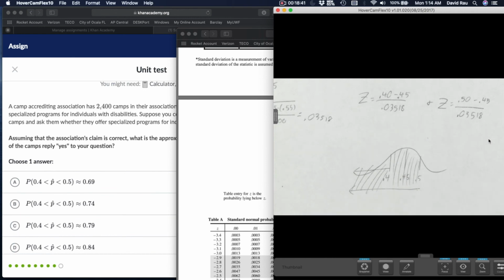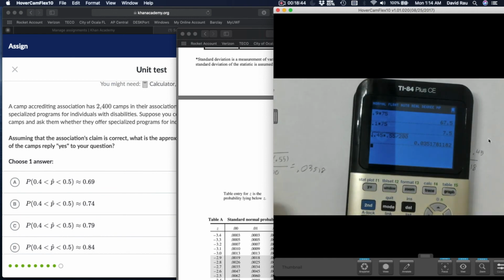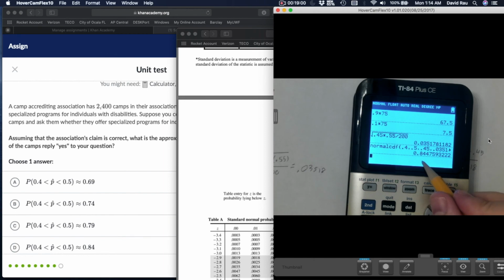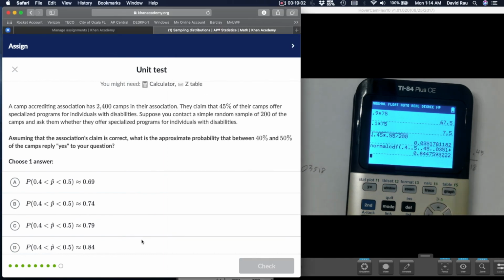So long story short, let's do that in the calculator. Here's how I'm going to do that. We have normal CDF, and I want my lower to be 0.4, my upper to be 0.5. My mean was 0.45. My standard deviation was 0.03518. And it turns out it's 0.84 something something, and there we go.